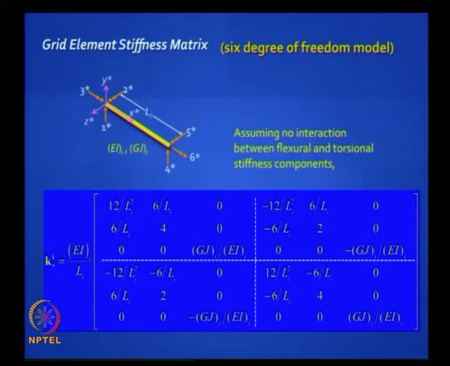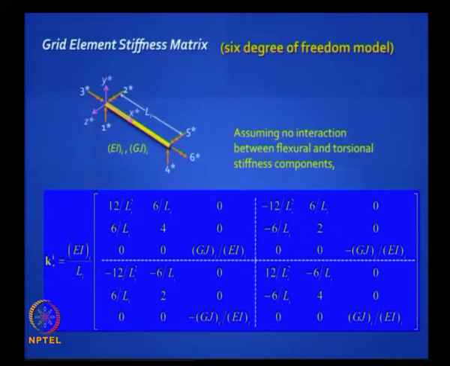The element stiffness matrix is simple if we make a basic assumption that the torsional stiffness component and the flexural stiffness components have no interdependence. That is a convenient assumption we are making here. You remember we looked at the plane frame element. We are going to look at it in detail in the next module.